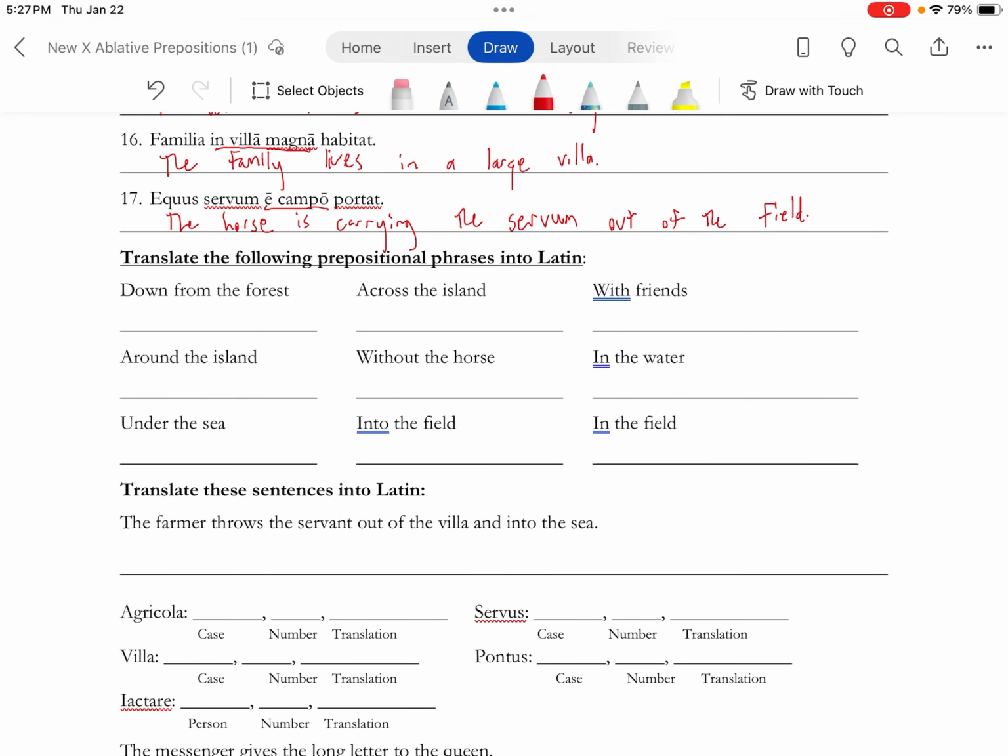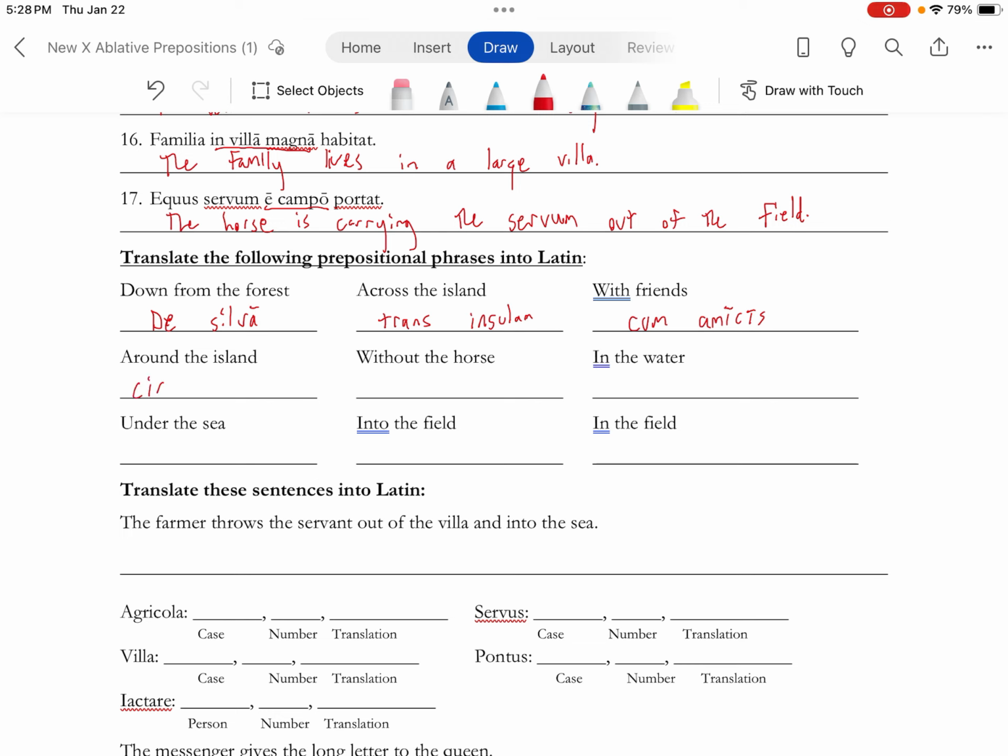All right, we're going to translate these prepositional phrases into Latin. So please remember that the object is either ablative or accusative. And if you don't know, please check out the front page of this, which should have a box for you. Down from the forest, de, and that takes the ablative for us, so silva with the long mark. Across the island, trans, and it takes the accusative, so insula, add the M on there, insulam. With friends, cum, and then we need the ablative for friends, amicis.